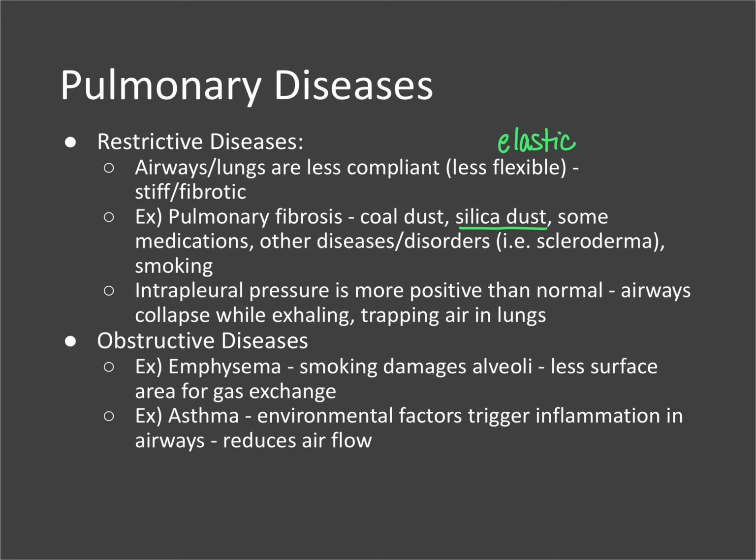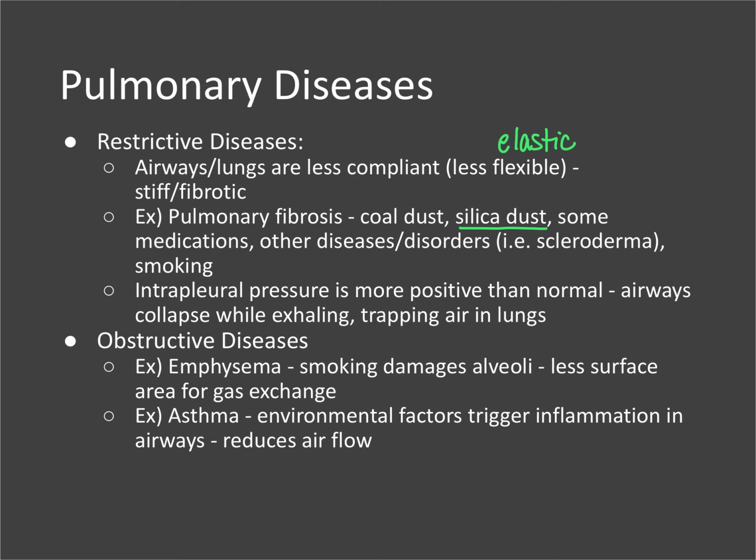So scleroderma is a disease or disorder where the tissues in the body become hardened, and so that can also affect the lungs. And things like smoking, so the chemicals and the tar in cigarette smoke and other smoking, can cause damage to this as well. Vaping is also dangerous and can cause pulmonary fibrosis.